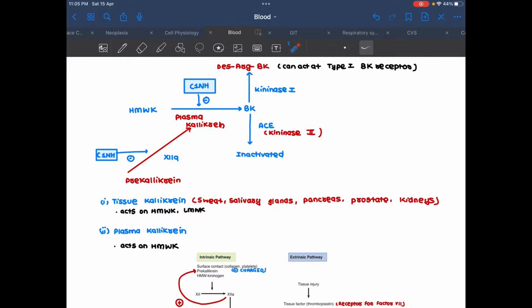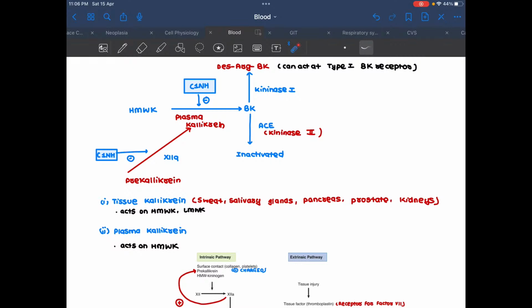And what is the thing which activates your plasma kallikrein? We have pre-kallikrein, which gets converted to plasma kallikrein via this factor known as 12A. That's Hageman's factor, factor 12A. It's a coagulation factor that participates in this. Once the plasma kallikrein is formed, it's going to convert high molecular weight kininogen into bradykinin.